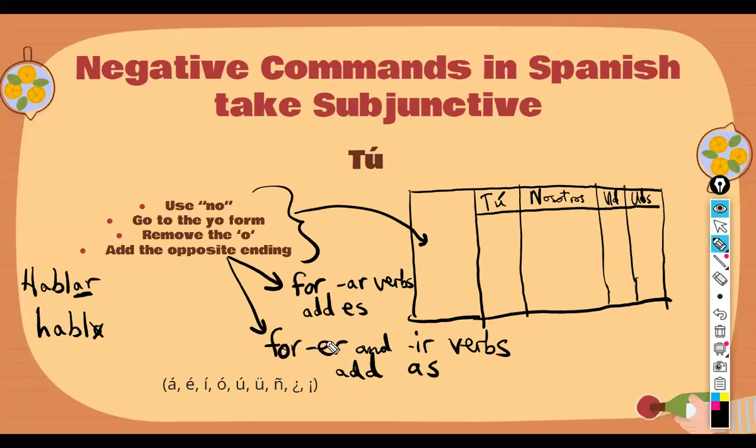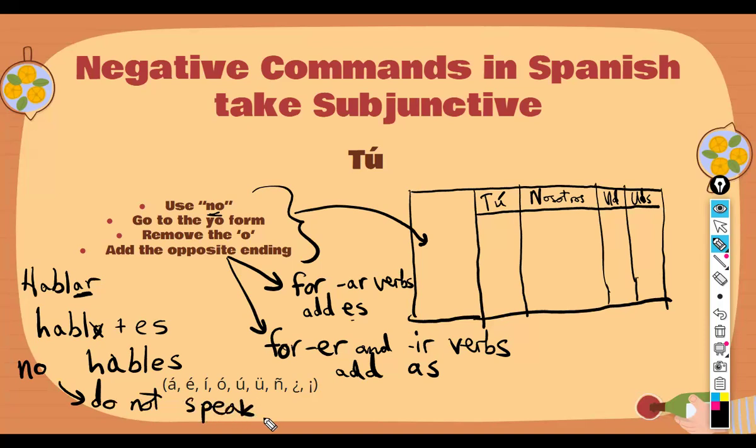If it is simpler for you to think of it as using subjunctive, then you could think of it that way, right? All right, so HABL for AR verbs, I have to add ES. So it's going to become hables, and I'm supposed to put a no in front of it. So it's no hables. Do not speak. My God, why would I say that to somebody? I'm so mean.